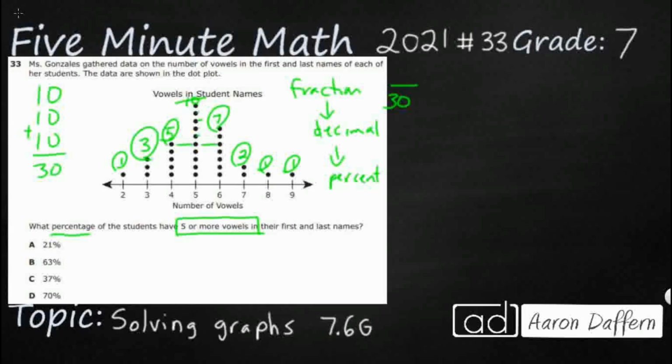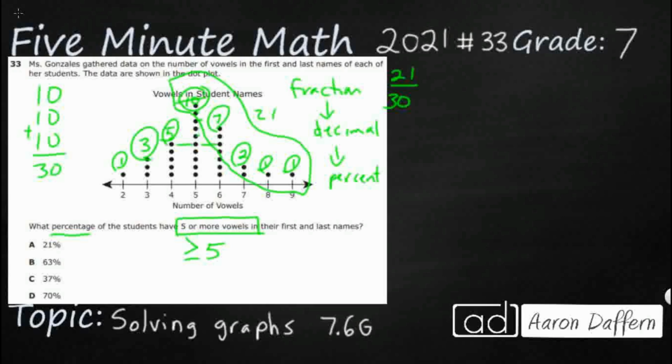Now, what I need to do for my numerator is to find 5 or more. So we're going to do greater than or equal to 5, which means we're including 5. So I've got 10, let's see, 10, 17, 19, 20, 21. Okay, so all these guys right here equals 21. So there's my fraction. So I'm a third of the way there. 21 out of 30 students have 5 or more vowels in their first name.